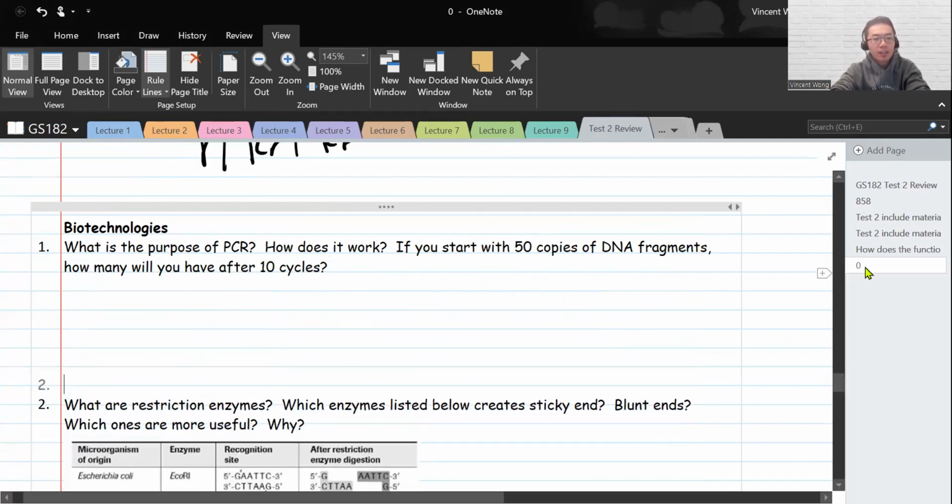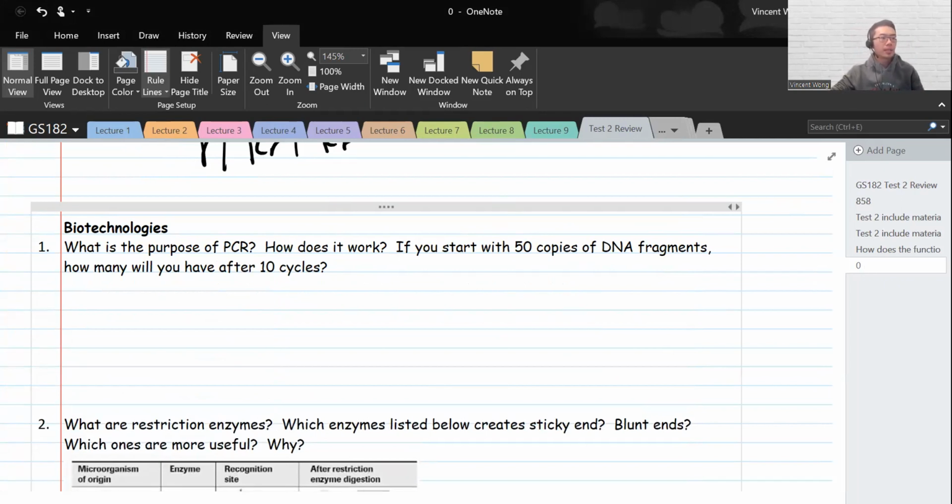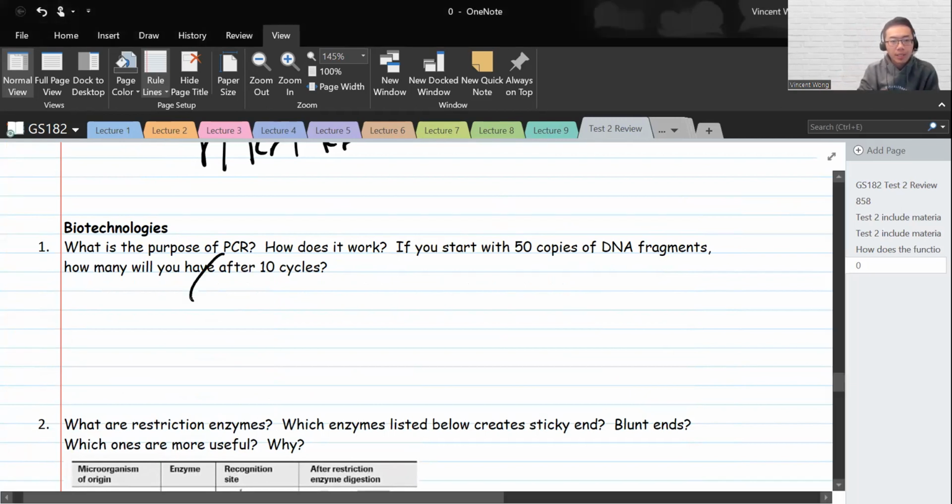What is the purpose of PCR? How does it work? We start with 50 copies of DNA fragments. How many will we have 10 cycles later? Okay, so the purpose of PCR is to copy DNA basically, a segment of your choice. Okay, how does it work?